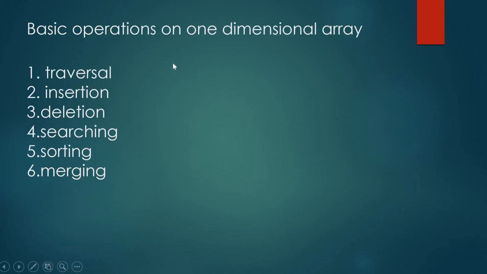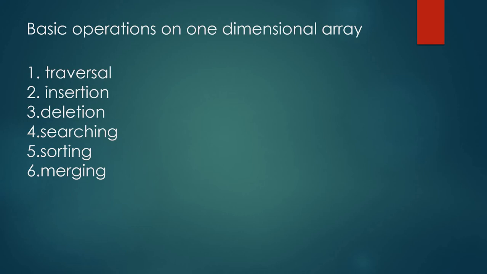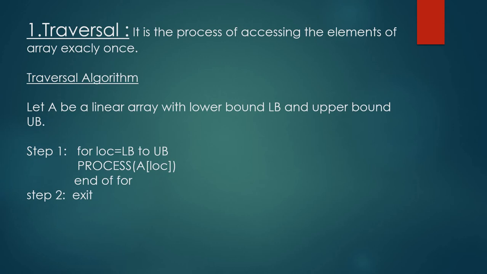Then basic operations on a one-dimensional array. First one, traversal. Second one, insertion. Then deletion, searching, sorting and merging. We have discussed this before, operations on linear data structure. The same operations we can apply on this one-dimensional array also. Then the first operation, traversal. It is the process of accessing the elements of the array exactly once. Accessing each element exactly once.